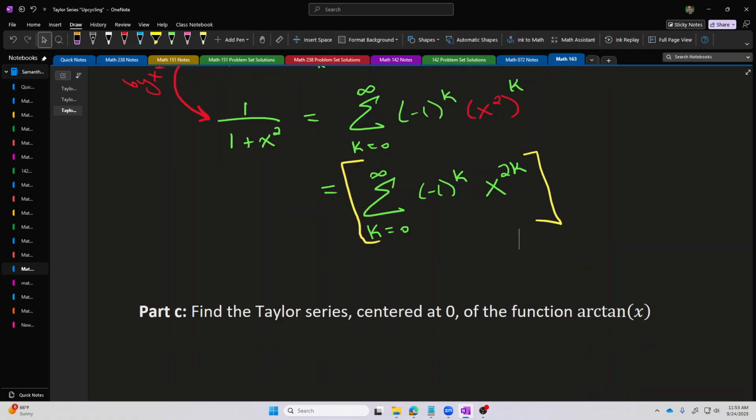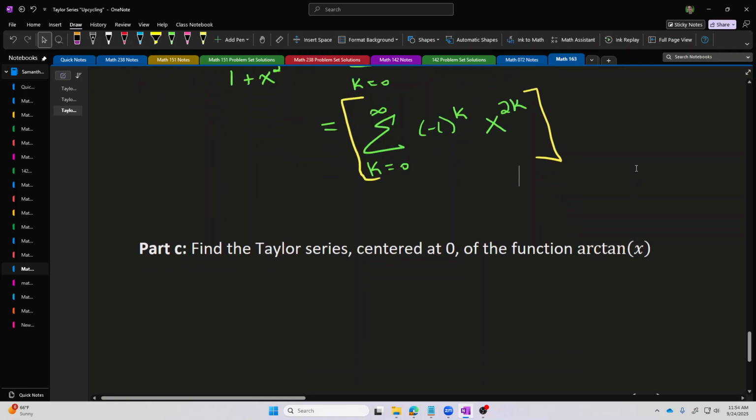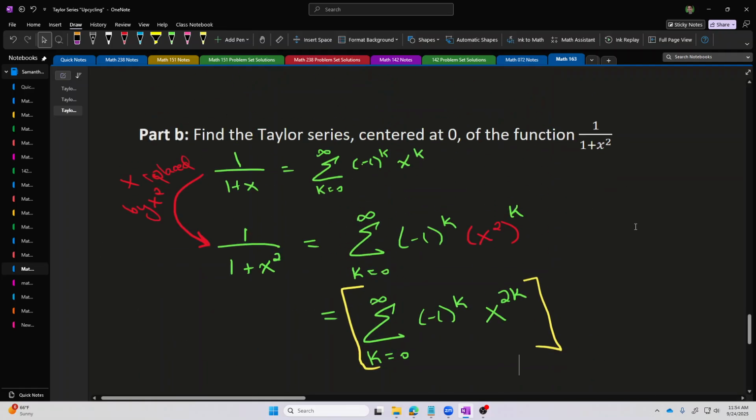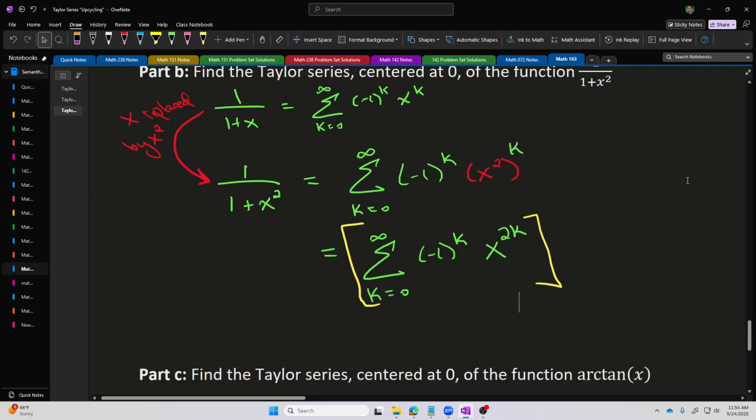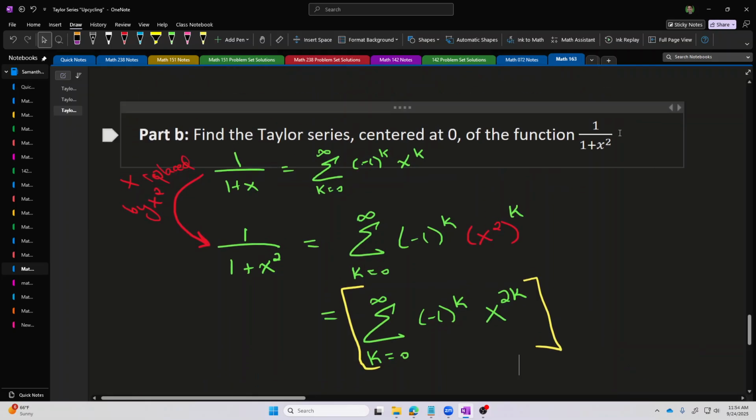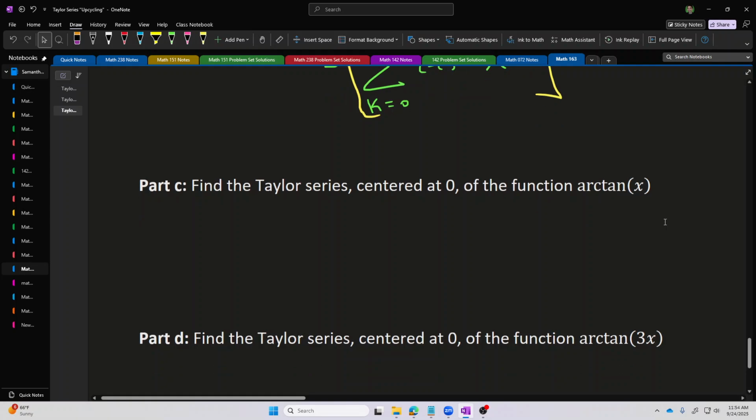Alrighty. Now, part C asks, find the Taylor series centered at 0 of the function arctan of x. Now, in this situation, it may not be quite so obvious the relationship between arctan of x and some of the other functions that we've worked with throughout this problem. But you may remember from either Calculus 1 or Calculus 2 that there is a derivative antiderivative relationship between 1 over 1 plus x squared and arctan.